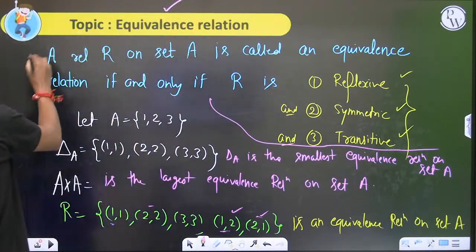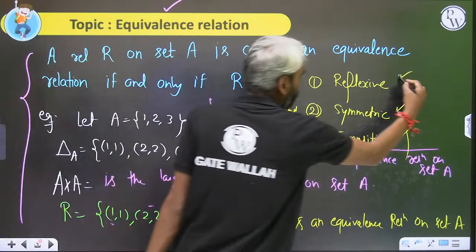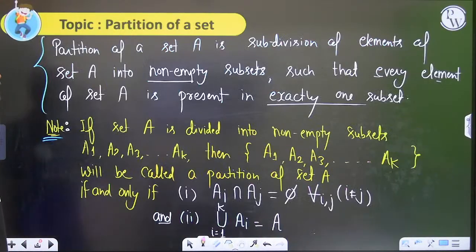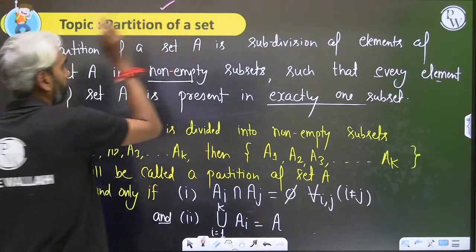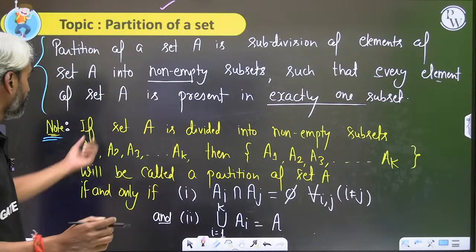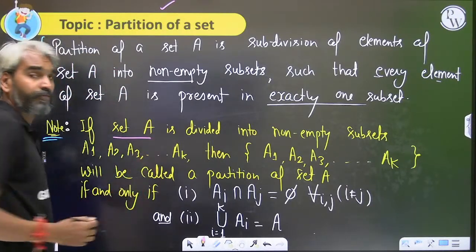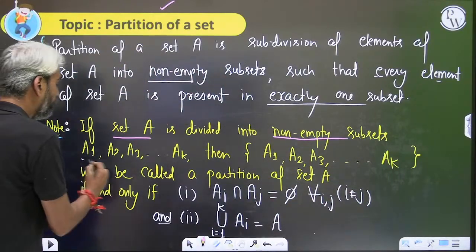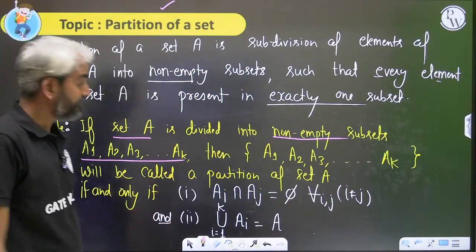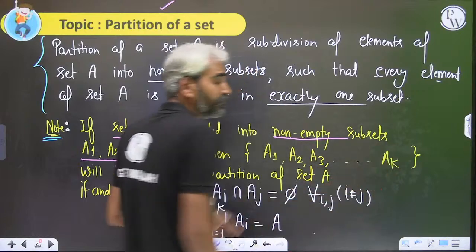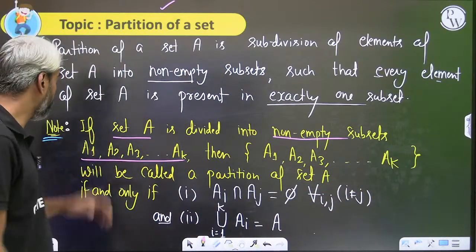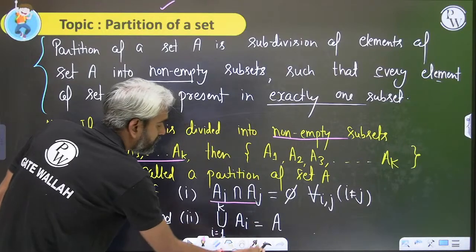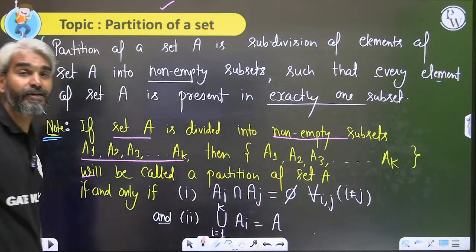We said an equivalence relation is nothing but a relation which is reflexive, symmetric and transitive. I gave you certain examples. Apart from that, I defined the concept of partition. So what is a partition? If there is a set A, and we divide this set A into non-empty subsets A1, A2, A3 up to AK, then the set of all the subsets will be called a partition, provided that the intersection of any two distinct subsets of this set must be disjoint.